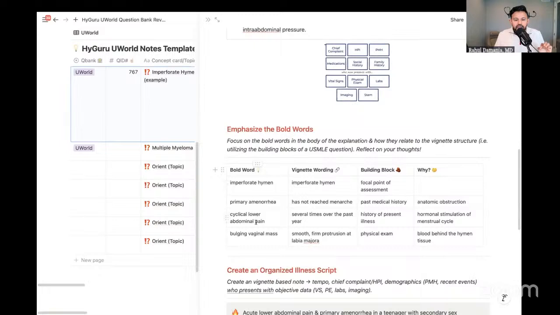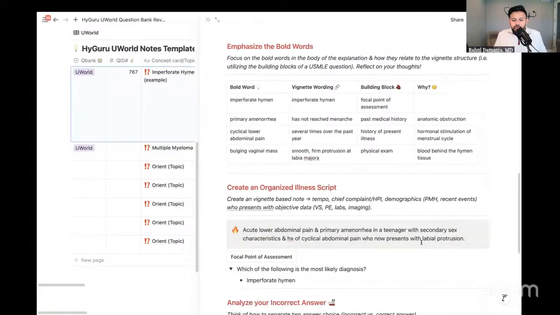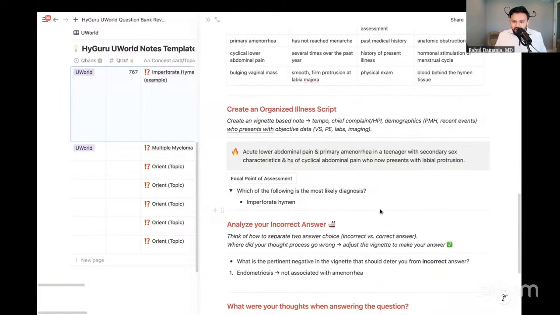So this table relates the bold word, vignette wording, what building block it is in. Bulging vaginal mass is in the physical exam, and then why is this occurring? Then what you'll do is you'll create an organized illness script. Remember, start with the tempo. Then you go with the chief complaint and HPI, lower abdominal pain and primary amenorrhea. Then you will put the demographics incorporating the past medical history and recent events in a teenager with secondary sex characteristics and history of cyclical abdominal pain. This is all going to be the demographics, and I've put in the past medical history and recent events.